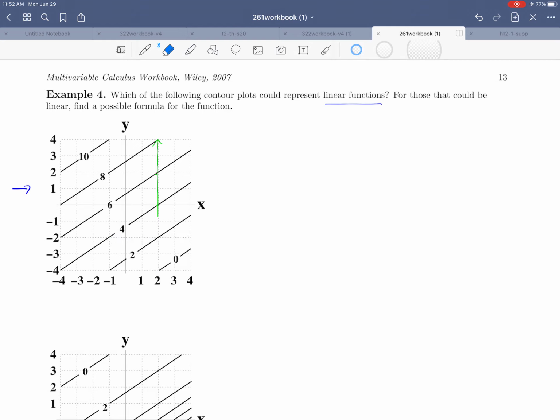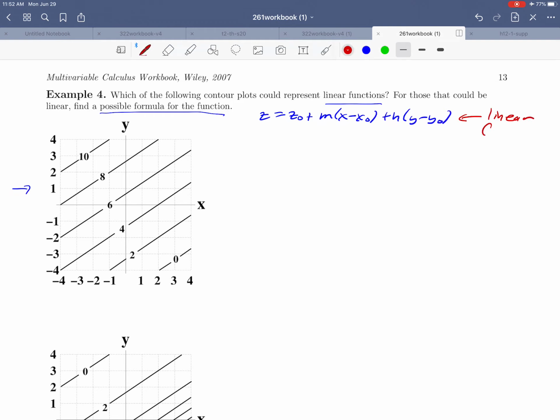All right, if it's a linear function, can we find a formula for it? That's the other part of the question they're asking us. Again, the only formula that we have up to this point is the one that looks like this. I'm just going to write it at the top of the page so that we don't have to keep flipping back and forth. That's our formula for a linear function in 3 dimensions. So we basically need to find two slopes and a point. If we can do those three things, we can come up with a formula for this.